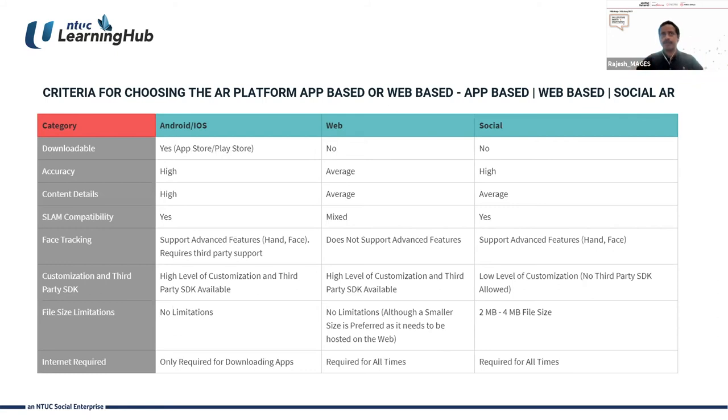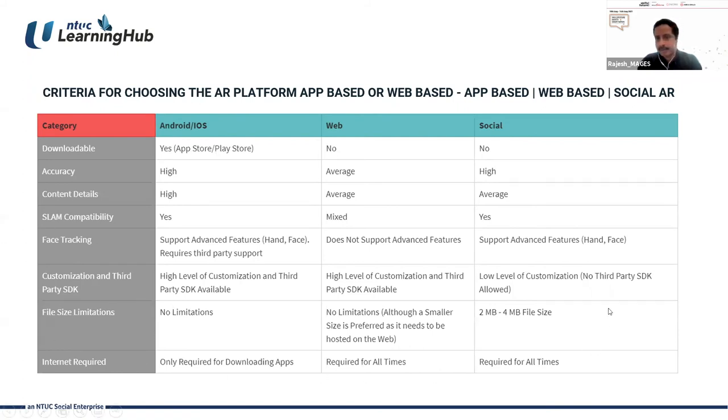So if you are into the programming side of it, or you are trying to get into the programming side, the sixth point, customization, is the most important thing. App-based, we can do very high-level customization, because I had a question about AI and all those things. With app-based, I can bring in my ML component right inside it, I can bring my AI component inside it, so it becomes much more interesting. And there is no third party that I can integrate with. That's something that Social AR has. That means Android and web have a high level of customization, and you can bring third party SDKs. But for social, it's a very low level of customization.